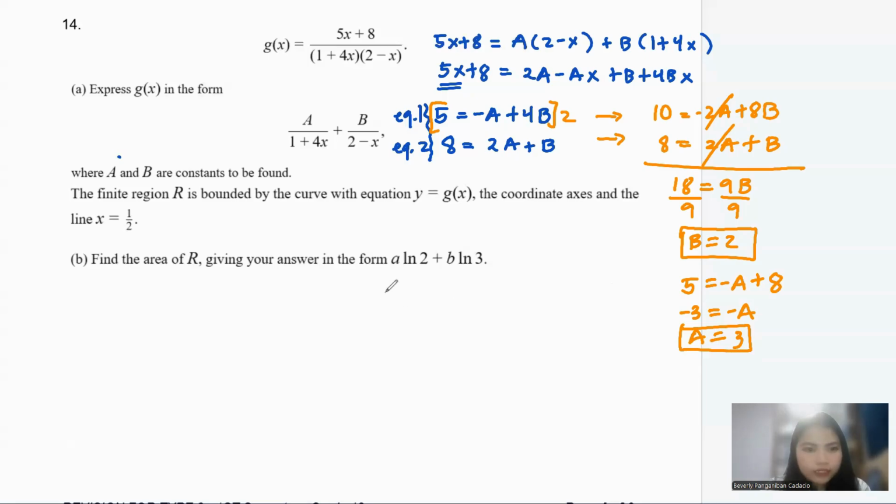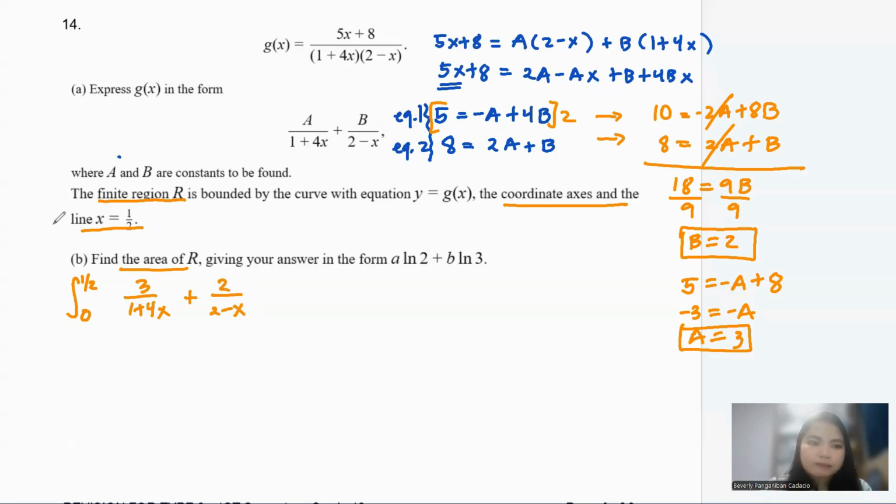Okay, what are you going to do next? This one means finding the area of the region, you just need to do a simple finding of the area. So your limits will be from 0 on the coordinate axis to positive 1 half. And we're just integrating your partial fractions, where a is 3, so 3 over 1 plus 4x. I'm just rewriting it. Then 2 over 2 minus x.